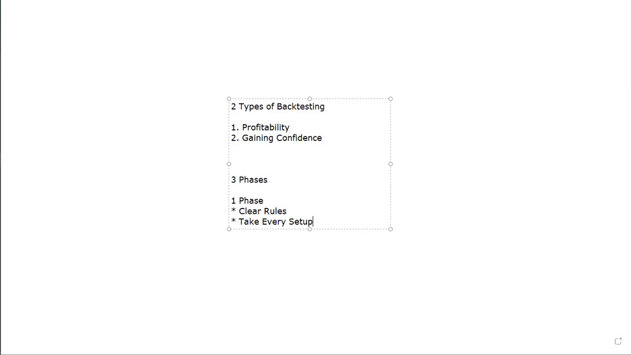But if it's part of your rules, it qualifies during your trading time, it ticks all of those boxes, right? So that's very important. Now let's move on from that.